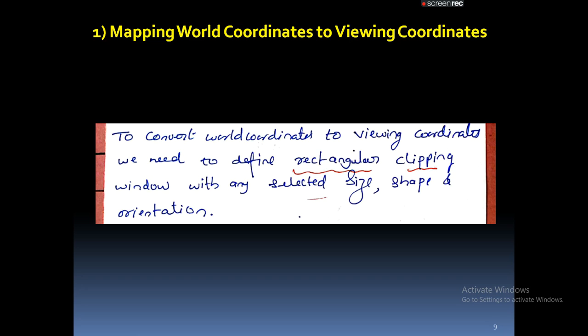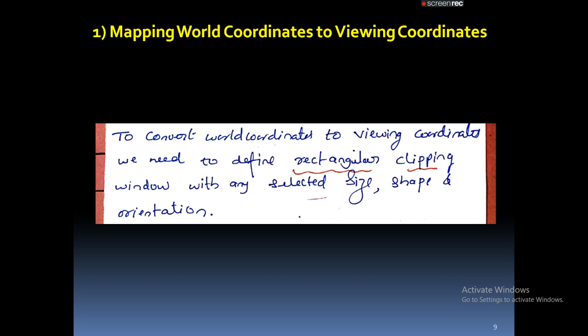To perform this operation, or to solve this particular problem, we need to do some derivations or perform some transformations. So the first type of transformation is mapping. We want to map world coordinates to viewing coordinates. Here we are assuming we are displaying one image that contains only one object. So if we are considering only one object in a given image, directly we will start from the world coordinates.